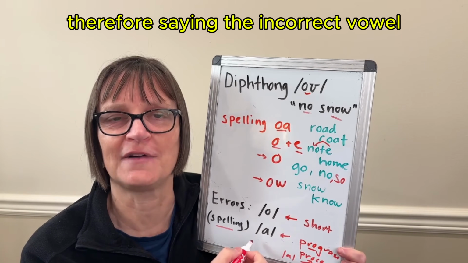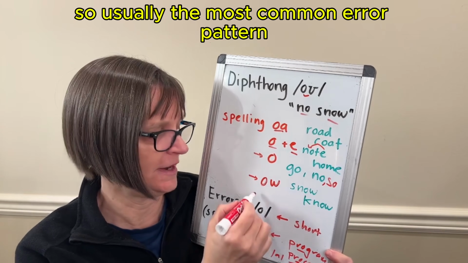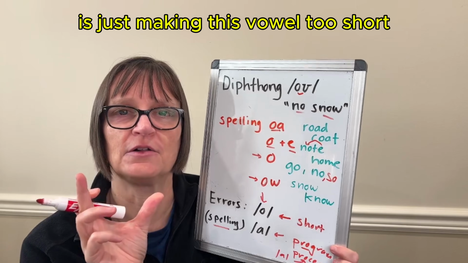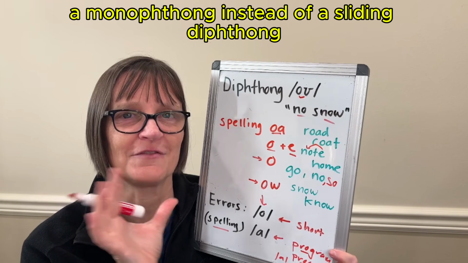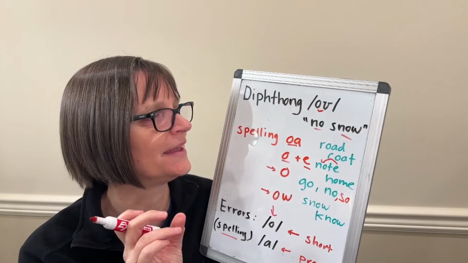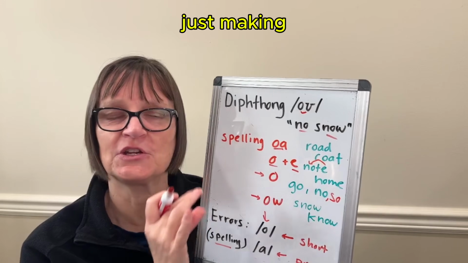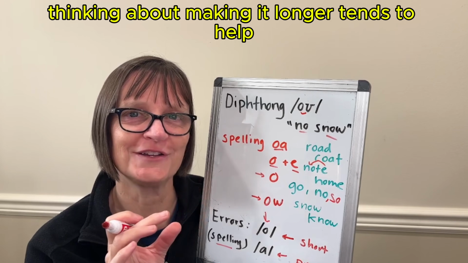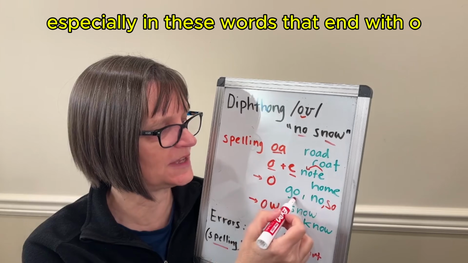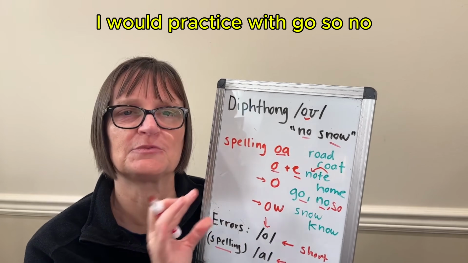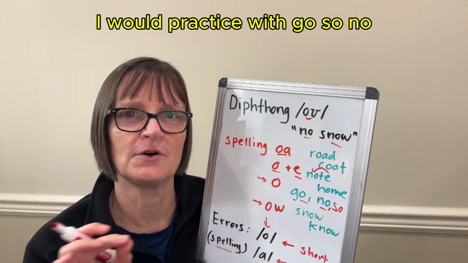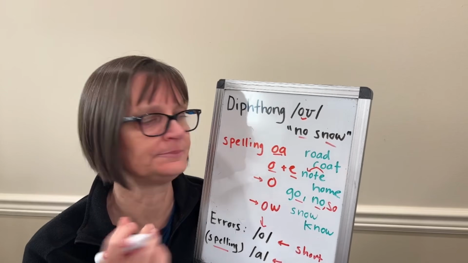Saying the incorrect vowel. So usually the most common error pattern is just making this vowel too short, a monophthong, instead of a sliding diphthong. To practice, just thinking about making it longer tends to help, especially in these words that end with O. I would practice with "go", "so", "no".